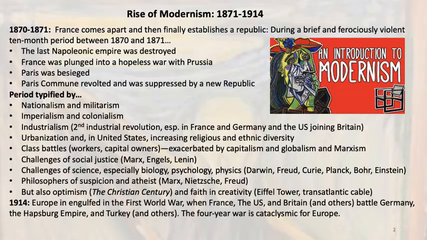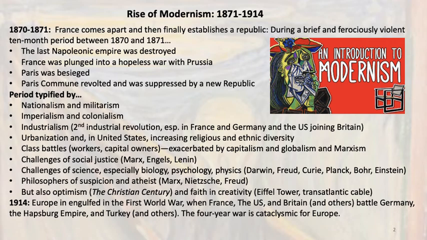So let's look at some of the features that were part of the rise of modernism, especially during this critical period of 1871 to 1914 in Europe. And since so much of the art we're going to look at is from France, I'll focus a lot on France here. Between 1870 and 1871, there was a 10-month period where France comes apart and then finally establishes a republic, by which we mean a democratically elected government.